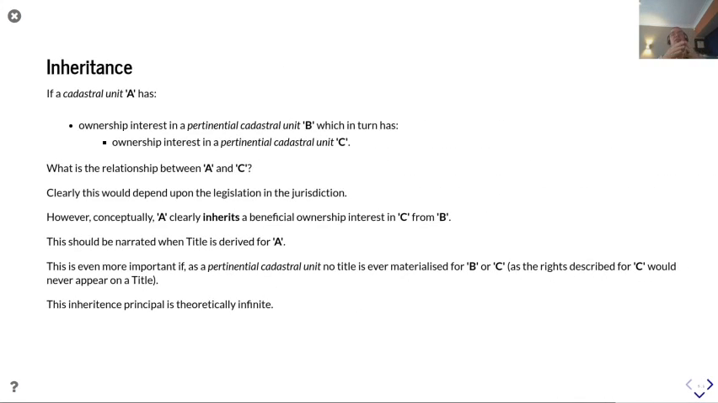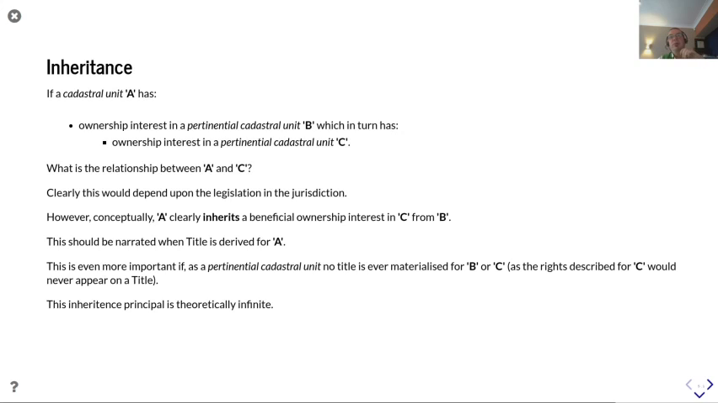This then brings us on to this issue of inheritance. So if a cadastral unit A has ownership interest in the pertinential cadastral unit B, which in turn has ownership interest in the pertinential cadastral unit C, what is the relationship between A and C? Clearly, this would depend upon the legislation and jurisdiction. However, conceptually, A clearly inherits a beneficial ownership interest in C from B. This should be narrated when title is derived for A.